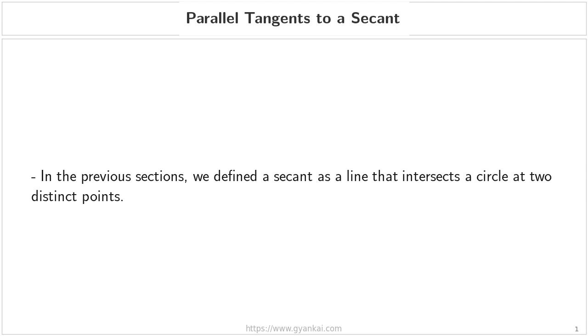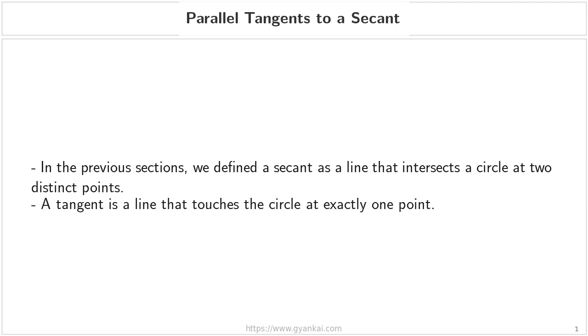Welcome, everyone. Today, we are going to dive into a very interesting geometric relationship titled parallel tangents to a secant. Before we begin our main exploration, let's quickly refresh our memory on two fundamental terms we've covered in our previous lessons. First, recall that we defined a secant as a straight line that cuts through a circle, intersecting it at exactly two distinct points. On the other hand, we know that a tangent is a special kind of line that just barely grazes a circle, touching it at exactly one single point.